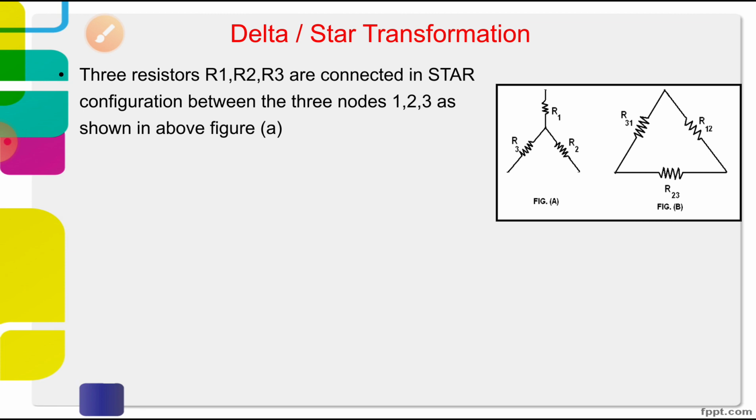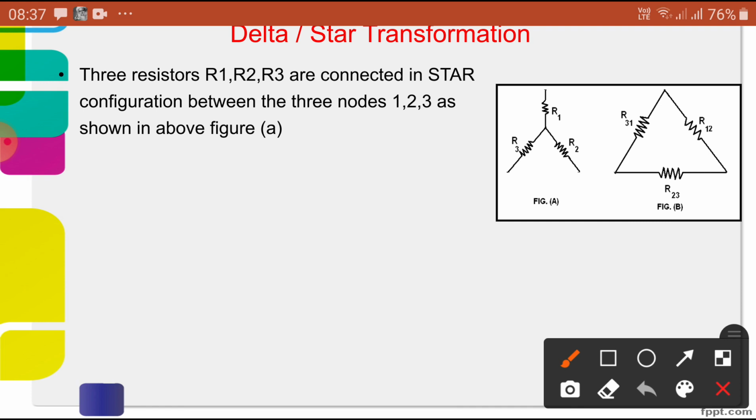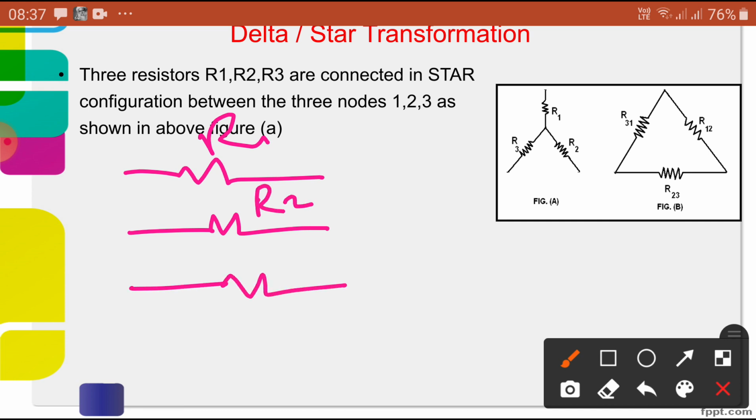Three resistors R1, R2, R3 are connected in star configuration between the three nodes. What are the nodes? You can see it, this is a connected star. Here this is one node, this is another node, this is another node, and this is a common node. Then we can say it is a star connection.